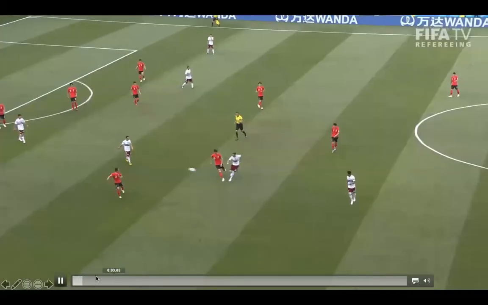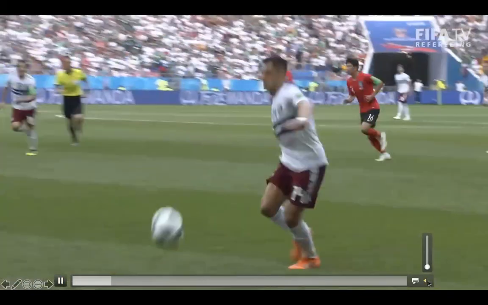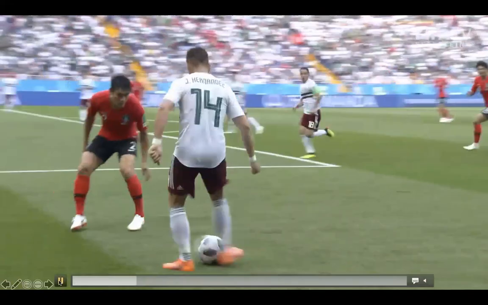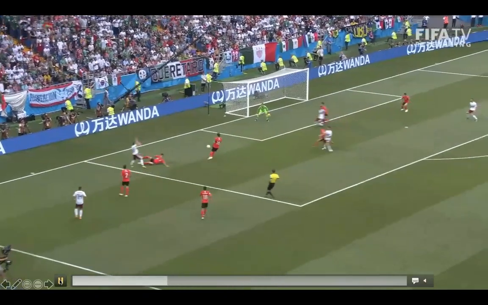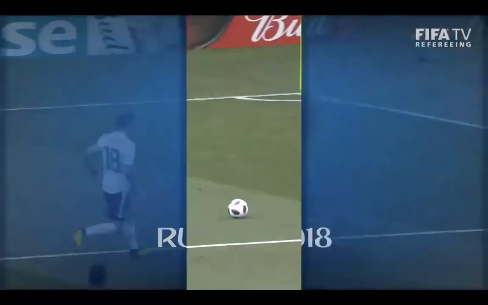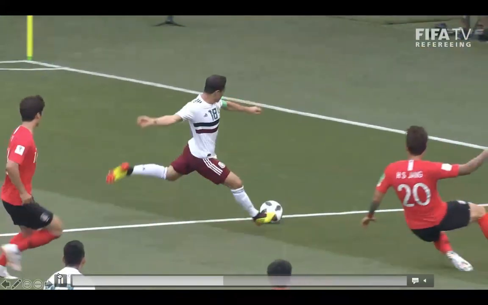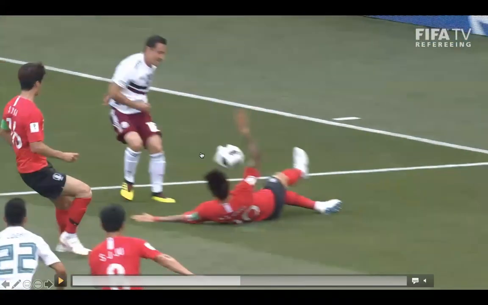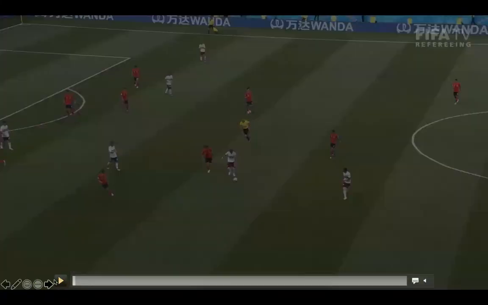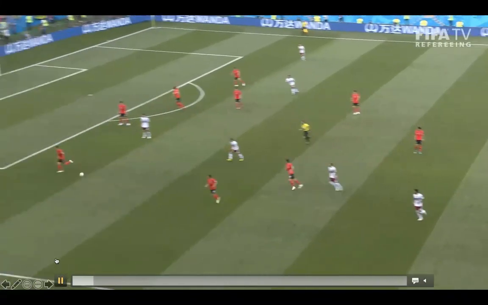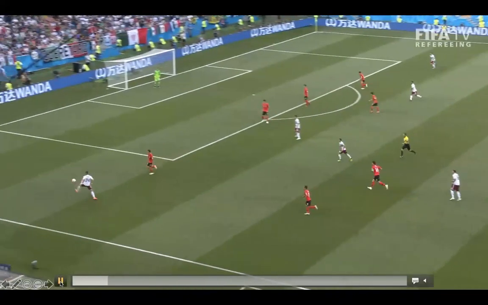So here we have a clear handball. Should be a penalty kick. Watch the replay here really quickly. Clear handball, arm up, blocks the cross, no problem, handball. This is an example of really excellent positioning from the referee.